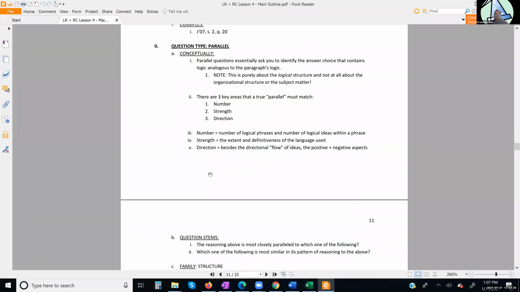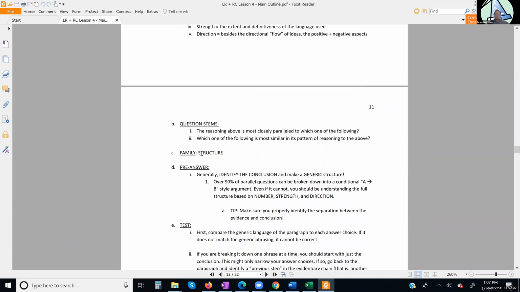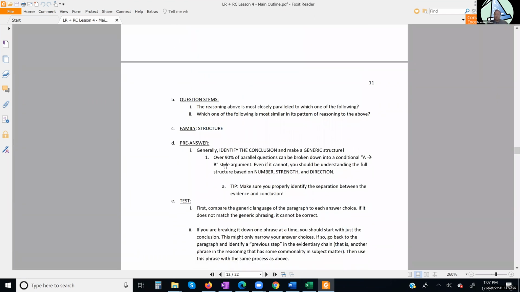Now, how do we handle number strength and direction? This is similar to a lot of our structure-based questions where we need to read the stimulus and understand generically what's going on. Okay, what is the conclusion? What is the evidence? Now, since over 90% can be done conditionally, with those, you can actually start creating an A and B style argument.